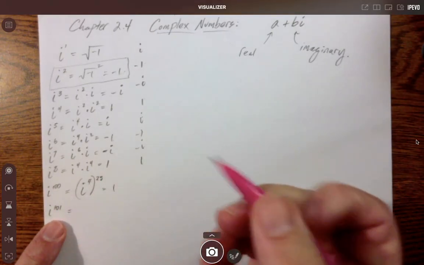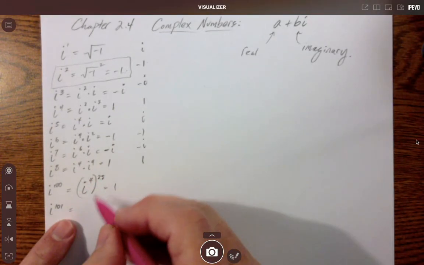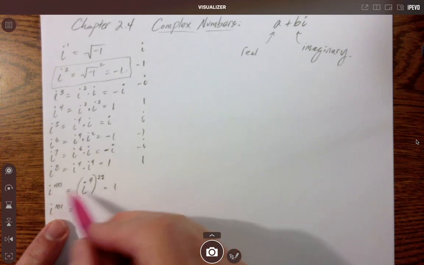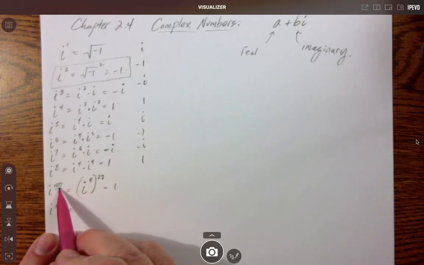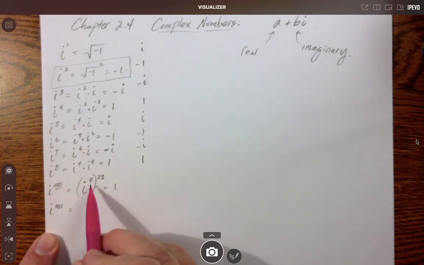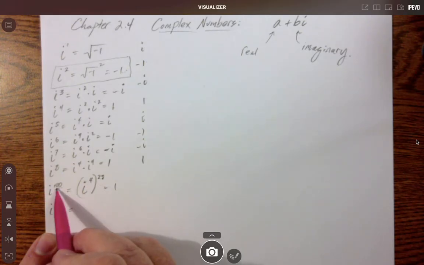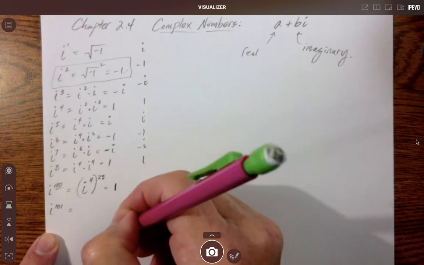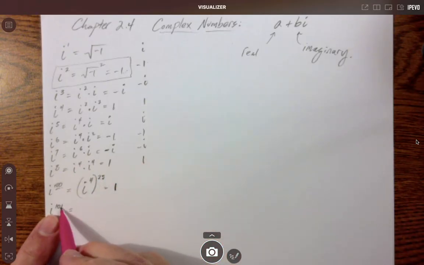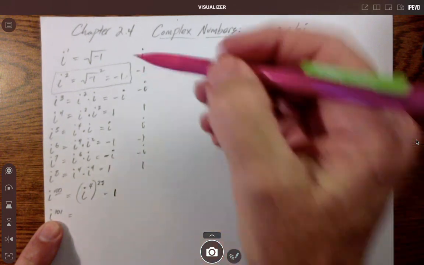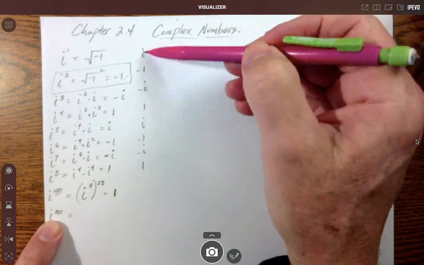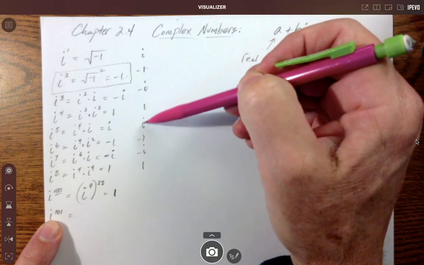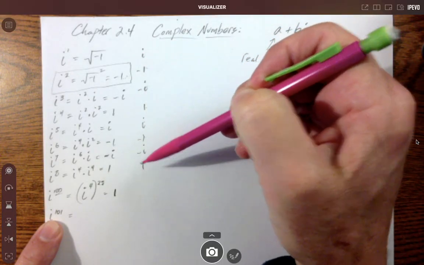If you wanted to know, what about the 101st power? You could ask how many times 4 goes into 100. I know 4 goes into 100 an even number of times. In other words, when I divide 4 into 100, my remainder is 0, so the outcome is going to be 1. The reason I'm dividing by 4 is because that's the cycle: 1, 2, 3, 4, and then it starts over.